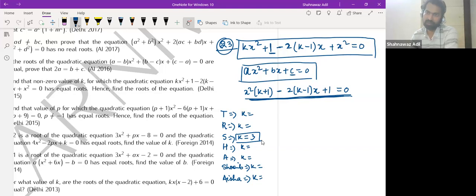Sir, I still haven't found the roots of the equation. I just found the value of k. Yeah, because if you're getting a quadratic equation, then when you solve that quadratic equation, that will give you the value of k, right? So I'm not talking about this quadratic equation. I am talking about the two equal roots. Oh, what was the question? And find the roots of the equation.